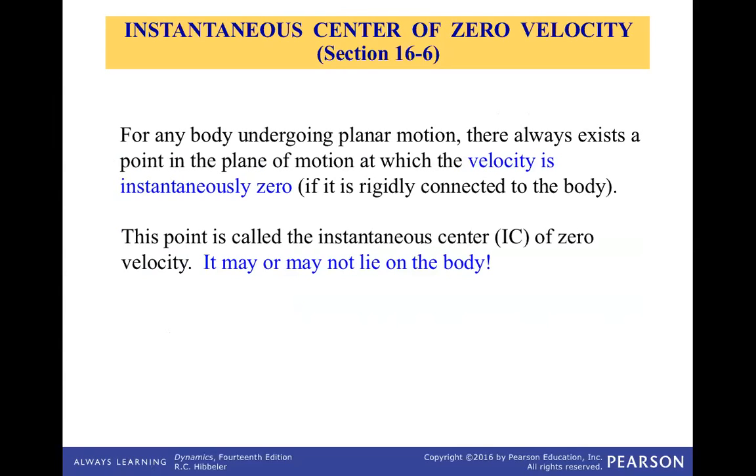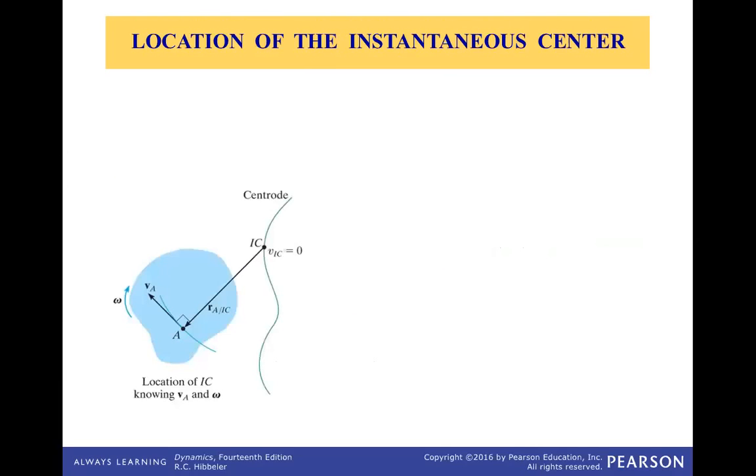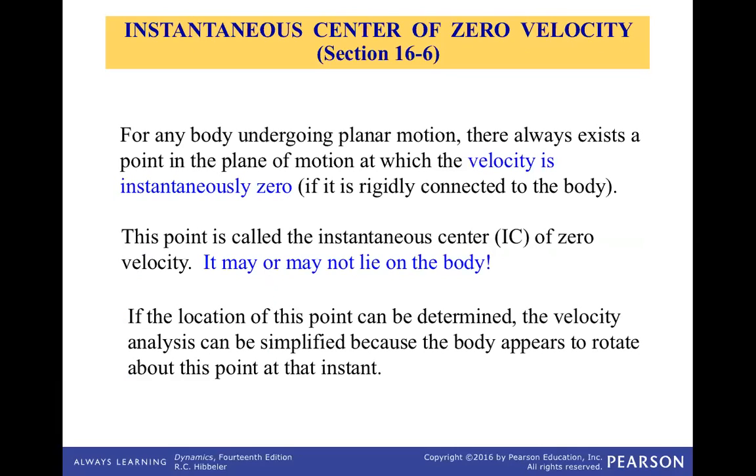So if anybody undergoes planar motion, that means translational motion along with rotational motion. Then there exists a point in the plane of rotation at which the velocity is instantaneously zero. We call it the IC, and as in the case we checked earlier, it may not lie on the body. We are going to talk about how to determine the IC in the next slide.